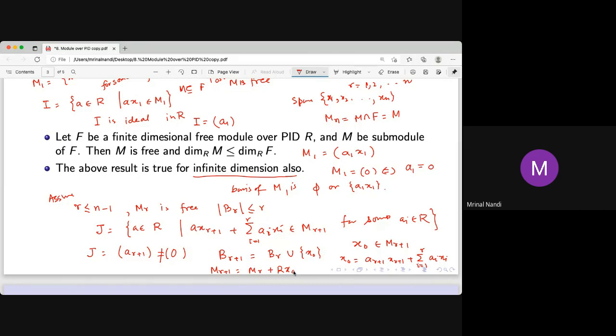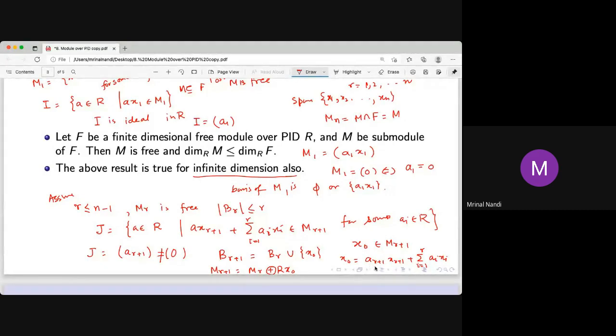Obviously, the intersection of M_r and the span of x_0 is only the 0 element, because this sum is actually a direct sum. That's why it forms a basis, because you need to prove that x_0 is independent of the whole other part. If you include one more element in the basis, that element must be independent of the other elements, otherwise it can't be a basis. That means you have to take an element from outside the span, x_0, which is not in M_r.